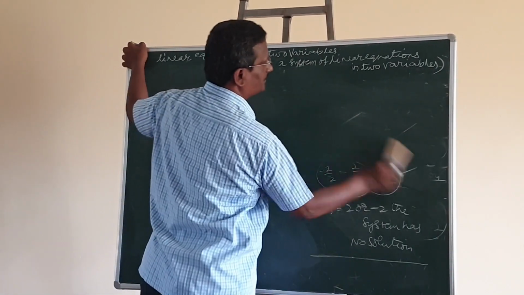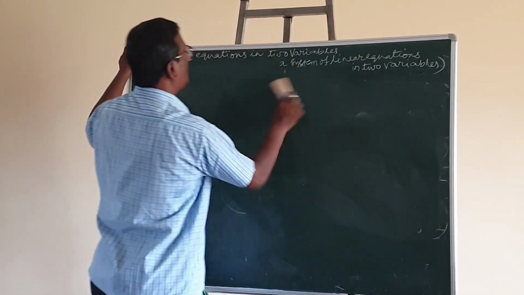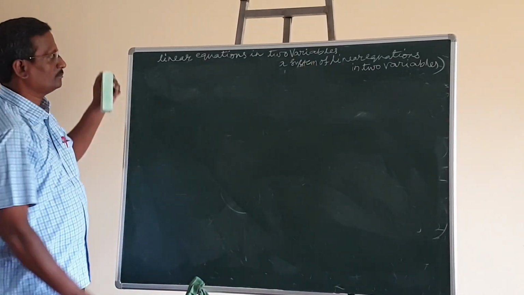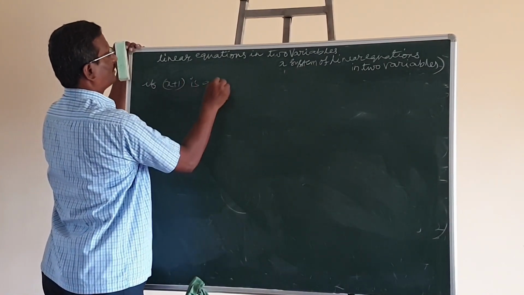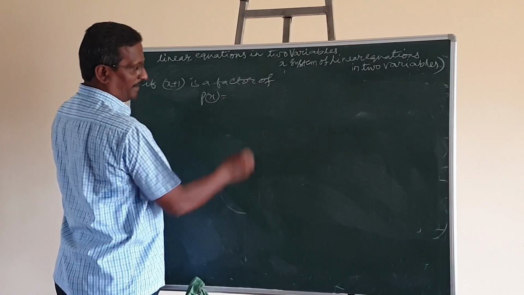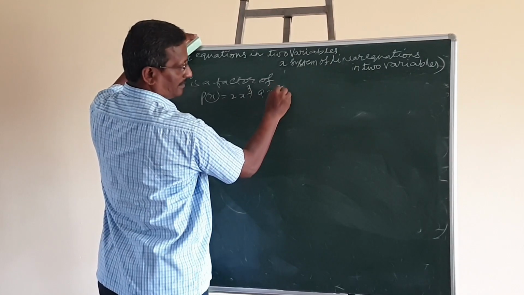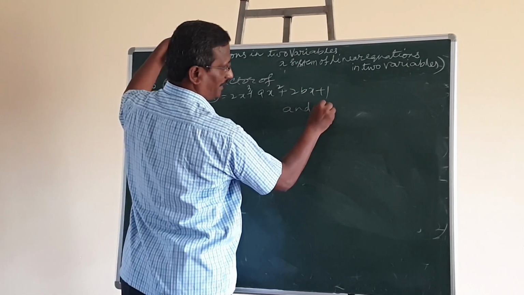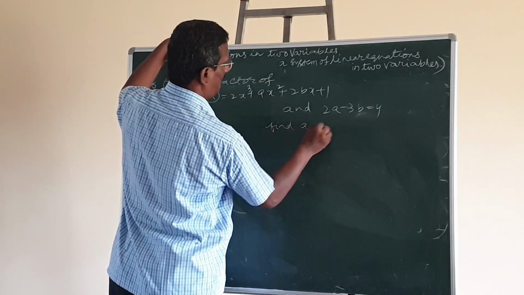The next question is a small application question. It depends upon the knowledge of 9th class, that is the remainder theorem and factor theorem also. The question goes like this: if x plus 1 is a factor of the polynomial 2x cube plus ax squared plus 2bx plus 1, and it is also given 2a minus 3b is equal to 4, then find a and b.